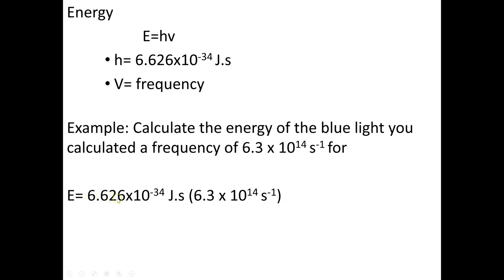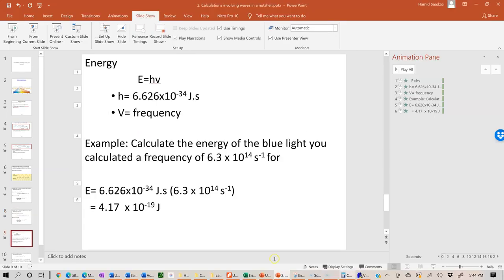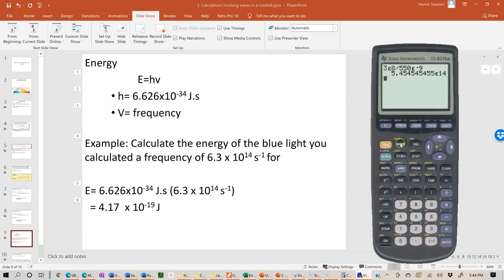You could do 6.626 times 6.3, get an answer, then add negative 34 plus 14 because you're multiplying, get an answer, and then make sure you have an answer in scientific notation. Or you could do it in your calculator. And for those who are like, well, how do you do it in the calculator? Let's take a look again. I'm using the TI this time because I like to use the TI. So let me clear this up.